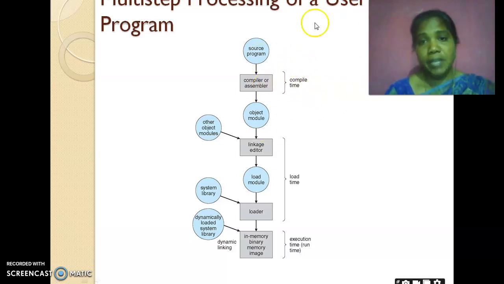It is a compile time. After that it is going to the load time. In the load time, it is based on the linkage editor, load module, then loader. So these three kinds go into the load time.